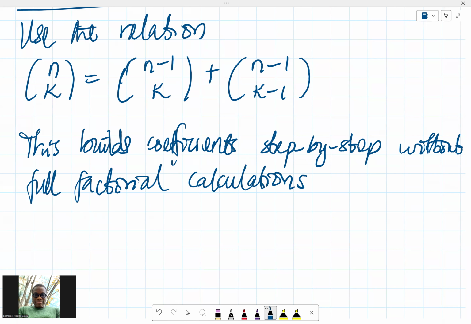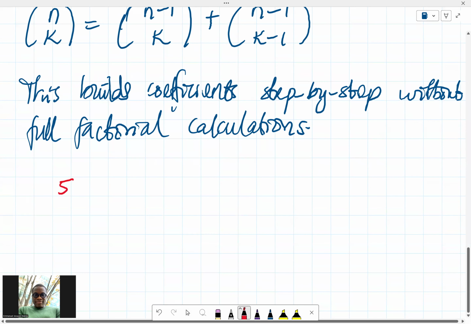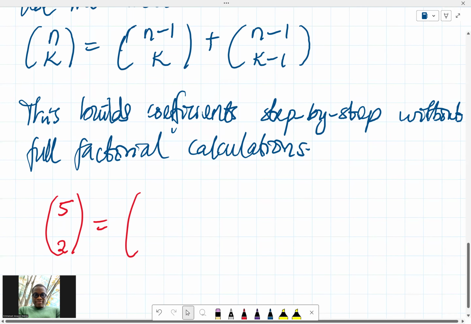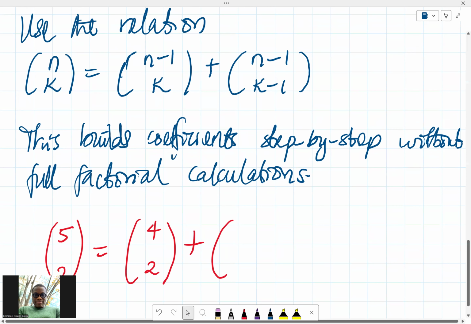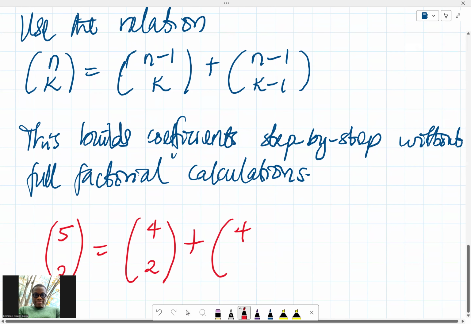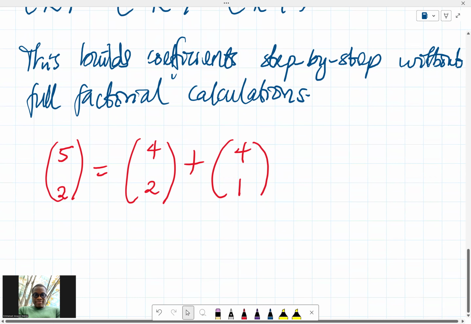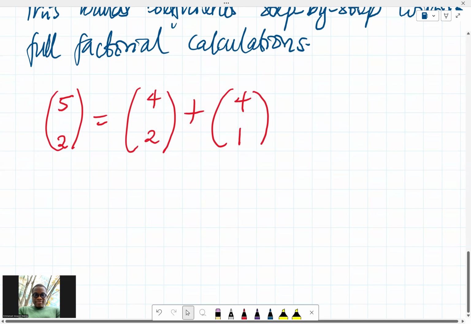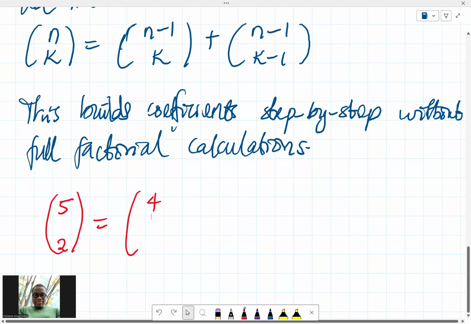Okay. So a very good example of that would be something like this. Imagine you're looking for 5 combination 2. So 5 combination 2 is simply 4 combination 2 plus 4 combination 1. That's basically the fact. So you can just build these things up gradually.